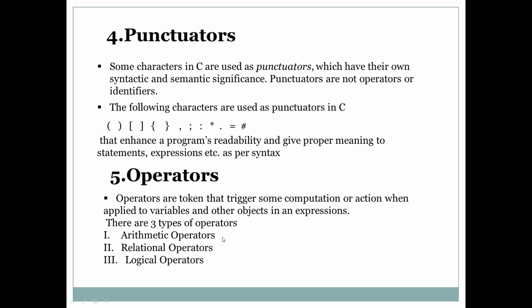The fifth and last token of the C language is operators. Operators are tokens that trigger some computation or action when applied to variables. The sentence means that if we take, for example, 2 and 3 and put a sign of addition between them, it will result in 5. This means that if we use some operators with some numbers or variables, it results in some value. There are basically three types of operators in C: arithmetic operators, relational operators, and logical operators. We will learn about them in detail in our upcoming videos.